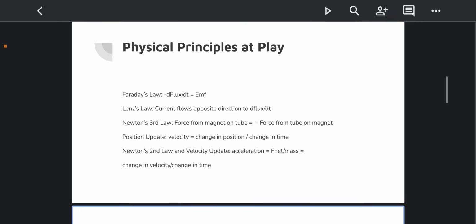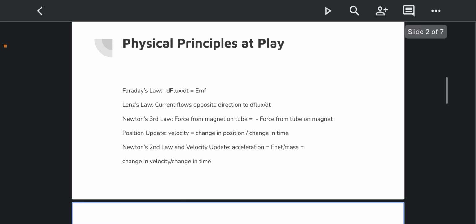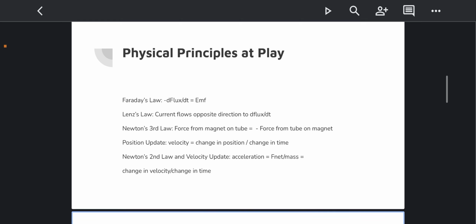The first physical principle at play is Faraday's law, which describes that the EMF generated through the change in magnetic flux is equal to negative dΦ/dt. The negative direction specifically is described by Lenz's law, which says that the current flows in the opposite direction to dΦ/dt. Then Newton's third law says that the force of the magnet on the tube, on the current, is equal to the force from the tube onto the magnet.